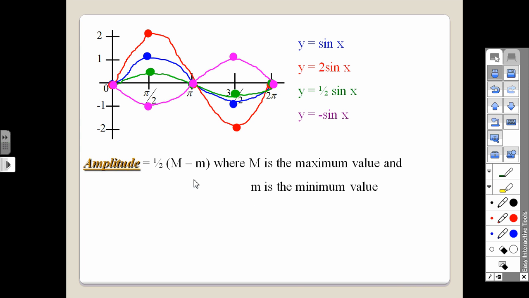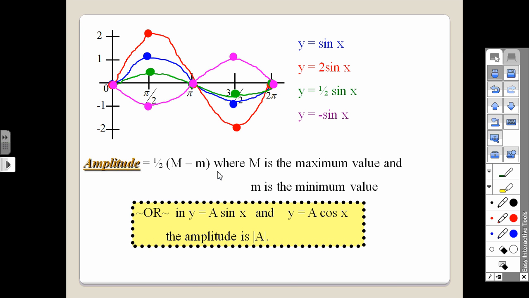So when you look at this, if we tried to figure out, say, the amplitude for y = 2 sine x, well, the maximum is 2 and the minimum is -2. So 1/2 of 2 minus a -2 is just 2.